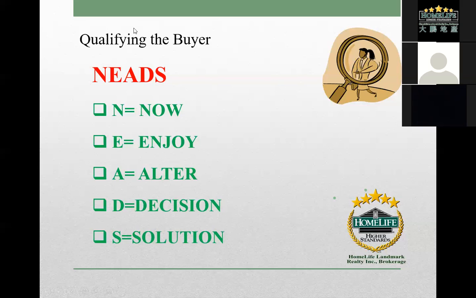So that is the whole qualification for the client. It's called NEADS. N is now: what they have. E, enjoy: what is their past experience. A, alter: what they want to change. We need to make sure the change is better, much better than their expectation. D is the decision: who is the person to make the final decision? S, solution: we need to find them a solution and help them.